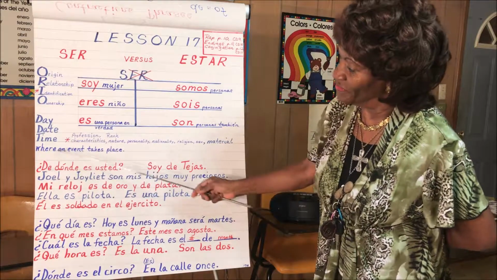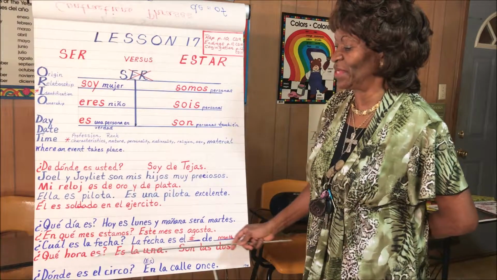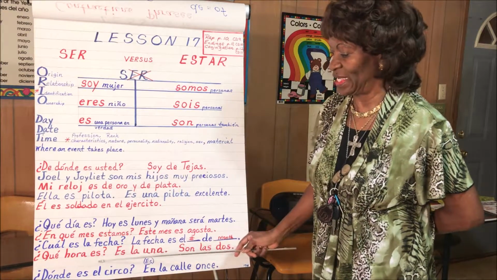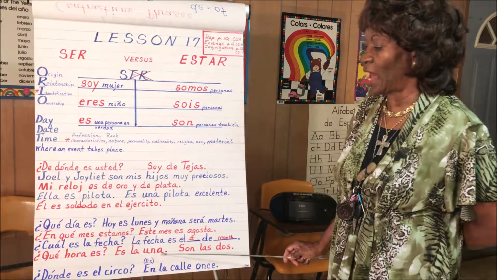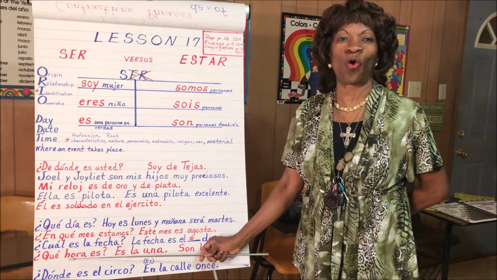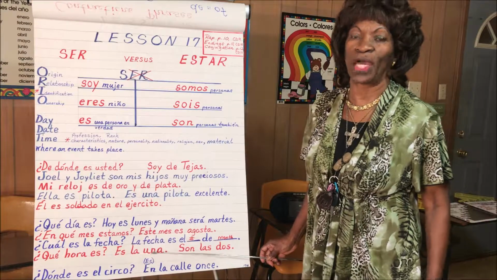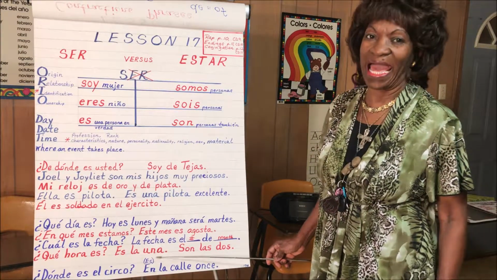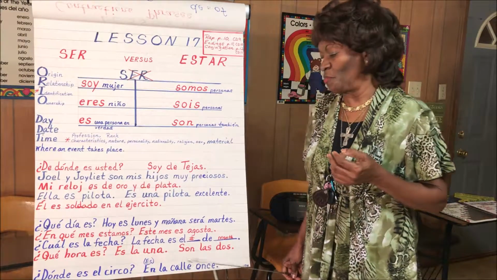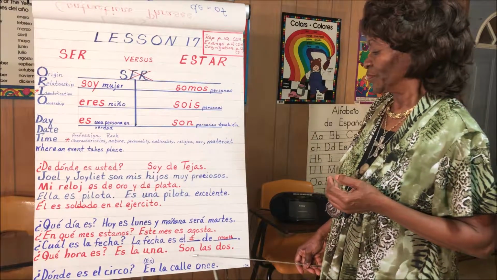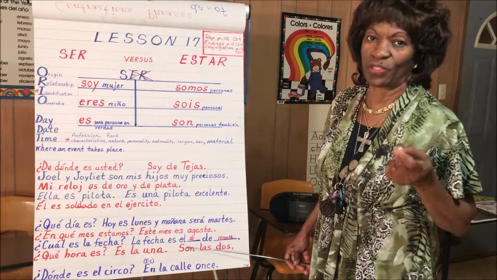We have the time now. ¿Qué hora es? What time is it? Literally, what hour is it? Es la una. It is 1 o'clock. Now, since hour, hora, is feminine, la hora, we have to use feminine one. Es la una. La una. Okay? Now, the other numbers won't be like that. We won't have feminine 2, 3, 4, 5, 6.